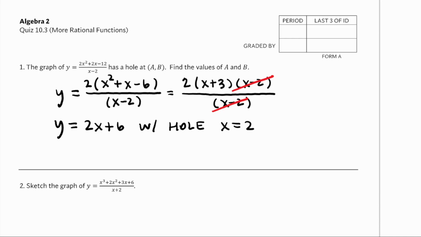Whatever would cause the factors I canceled to equal 0. Whatever would cause me to have 0 over 0 in the original statement of my function. And to get the y coordinate of the hole, I plug the x coordinate of the hole into the new simplified version. So I plug in 2 there, so 2 times 2 is 4, plus 6 is y equals 10. So my value of a is 2, my value of b is 10.